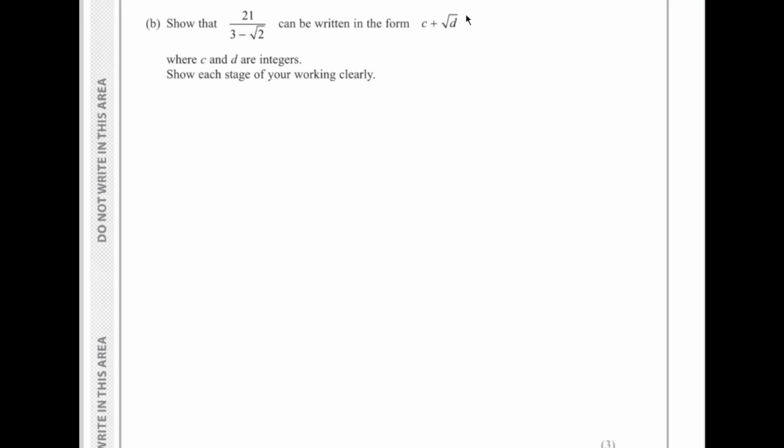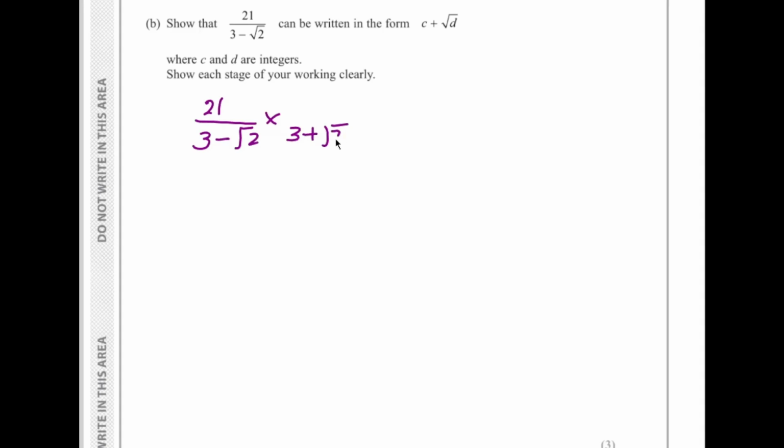Part B, rationalizing. Wherever we see this format and this is the sum, then understand you have to rationalize the denominator. So let's do it. 21 over 3 minus root 2. So I need to keep this sum according to this format. Then it is rationalizing. When rationalizing the denominator, you need to get the opposite: if it is a subtraction, you need to make it addition. If it is addition, you need to make it subtraction. Always we take the opposite sign in between.